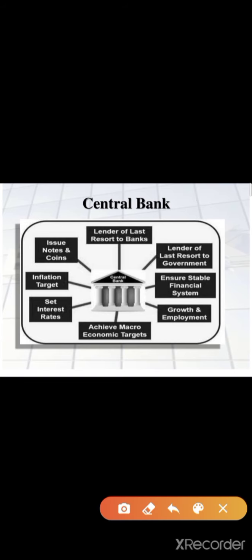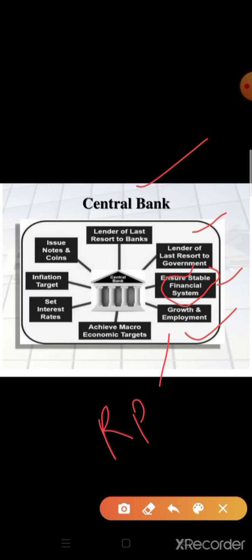Now, there are some functions of RBI. First, lender of last resort to government, which we have discussed. Ensure a stable financial system, because RBI, or we can say the central bank, has the power to stabilize every financial system in the country. Growth and employment. Why growth and employment? Because RBI has so much money and various facilities for the growth of companies and gives so much employment to needy people.